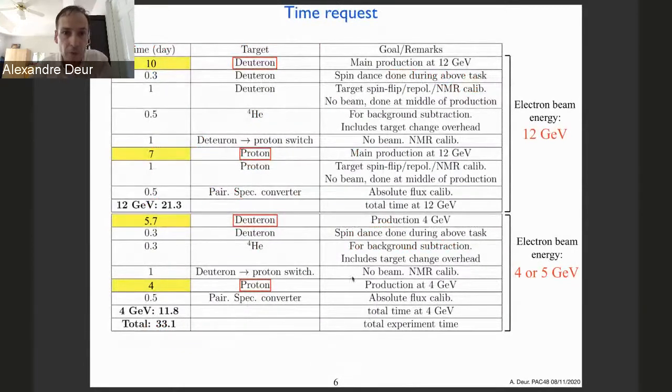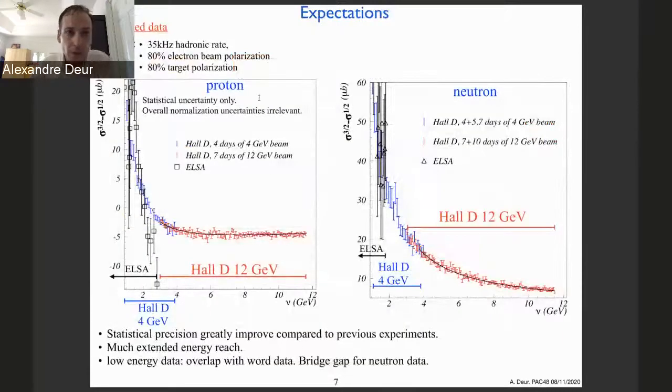So the time requested for the proposal is as follows. For the 12 GeV run, we would like to run 10 days on the deuteron, a week on the proton, with a few days of various overhead. And then for the lower energy run, we would like to run about 6 days on the deuteron, 4 days on the proton, with a couple of days for overhead. So with this beam time and assuming the following numbers, we have the expectation shown on this slide for the proton on the left and neutron on the right. The red is the expectation from the high energy run at 12 GeV, and the blue is the expectation from the lower energy run.